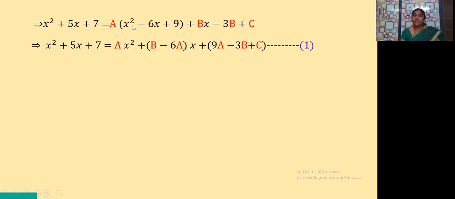Next is what? Constants. Where are the constants here? 9 into a is 9a. Here minus 3b plus c. So these are the constants here. Now here this is the equation number 1.